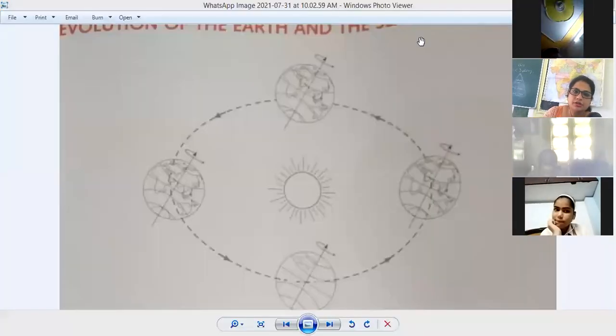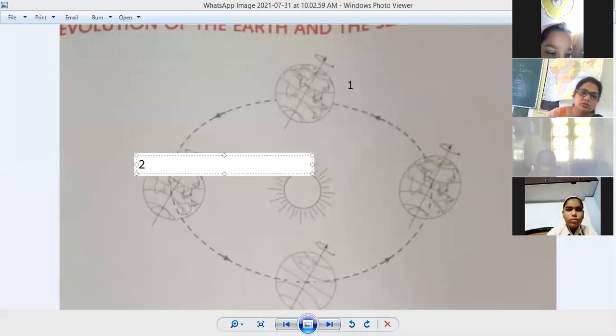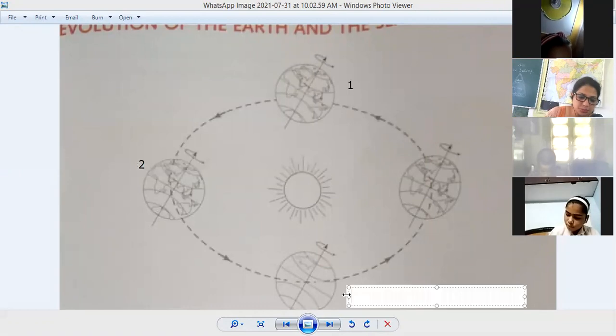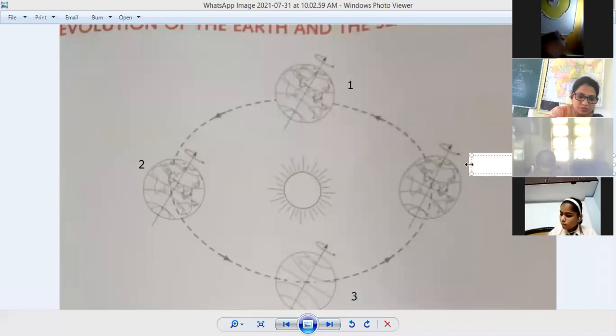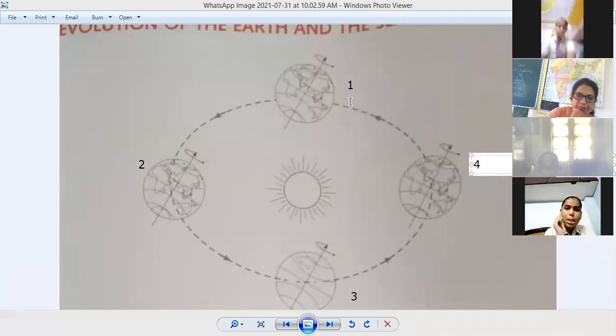Now everyone, first you mark the positions. So you mark this position 1, at this position 2, this position 3, 4. So we have 4 positions in a row. To understand the concept of the revolution of the earth, first we mark the 4 positions, 1, 2, 3, 4. Now here you write down the date on each and every position.